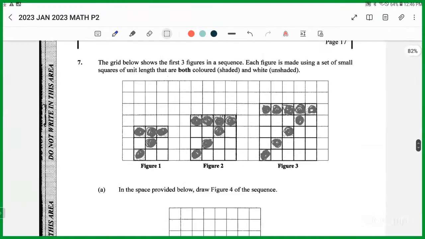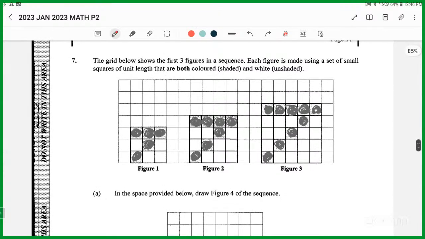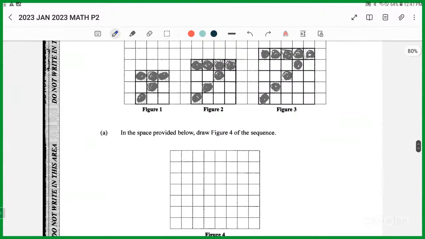This is the pattern question. They have some 7-looking thing, like a 7 shape, and a 7 shape, and a 7 shape. It says the grid below shows the first 3 figures in a sequence. Each figure is made using a set of small unit-length squares that are both colored and shaded. So you have shaded and white, unshaded. It says in the space below, draw the 4th shape.